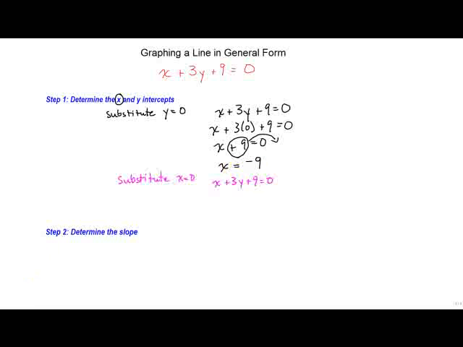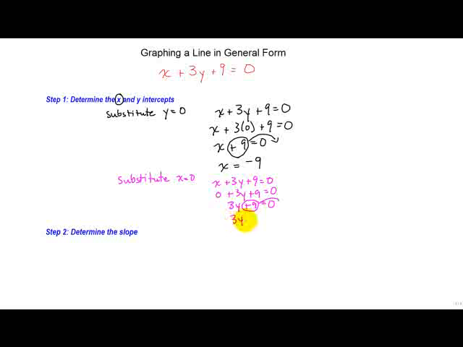Same thing when we're determining the y-intercept: we're going to substitute the x for 0. So here we're going to have 0 plus 3y plus 9 equals 0, which leads us to 3y plus 9 equals 0. And once again, we're going to take our positive 9 and move it to the other side of the equal sign, which will turn it from a positive 9 to a negative 9.